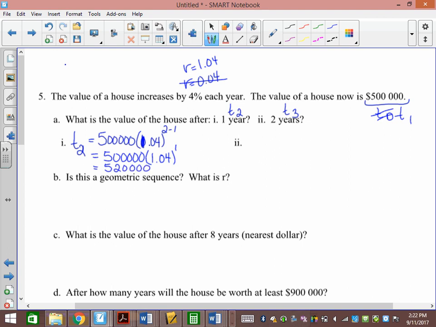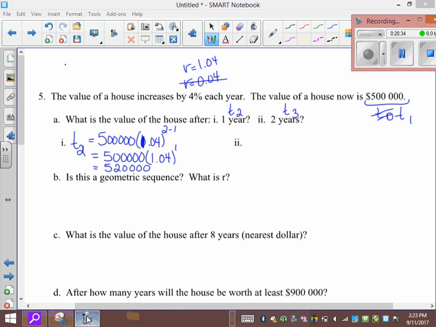So that encompasses the increases as well, right? You're not having to add it to a total. So at 2 years, we're finding T3. So when we're finding this in 2 years, we're going to use T3. And so it's going to be 500,000 times 1.04 to the 3 minus 1, which is actually year 2.